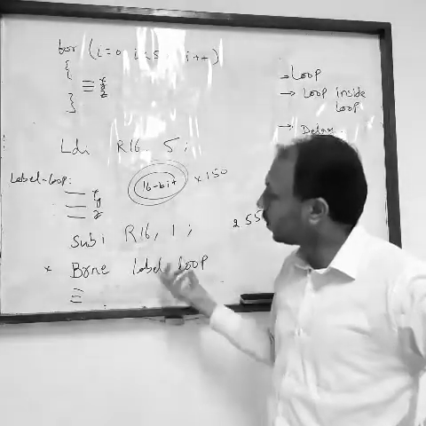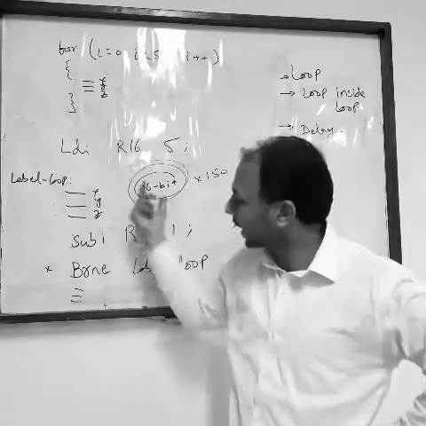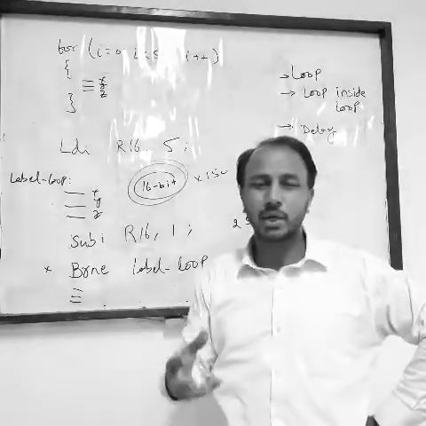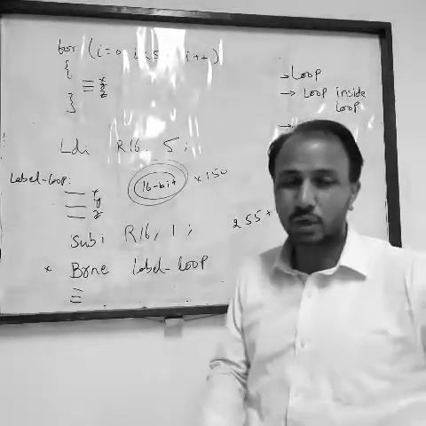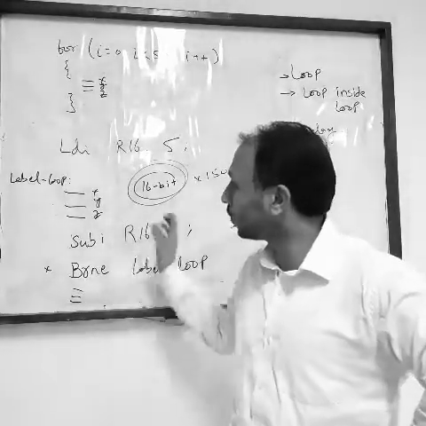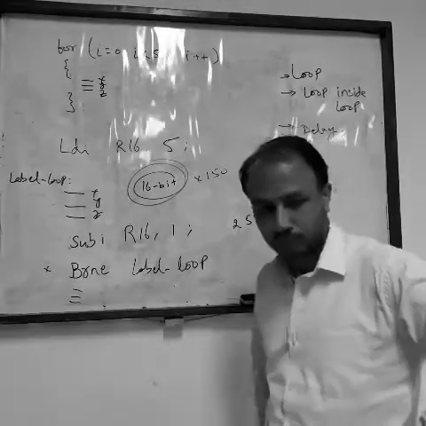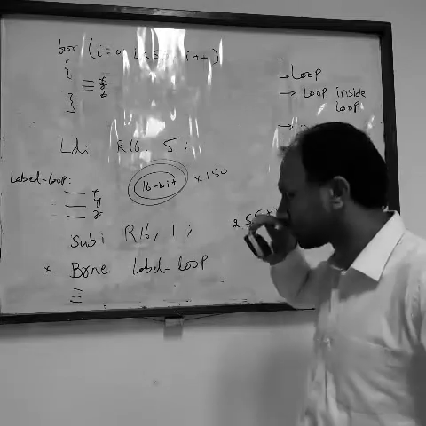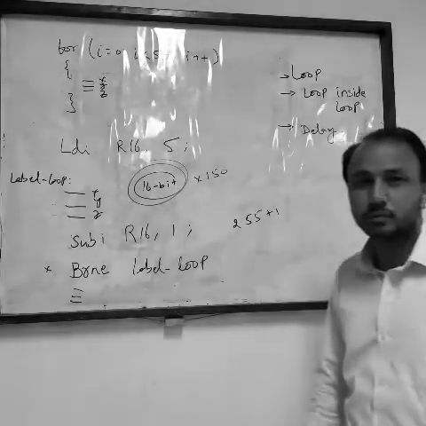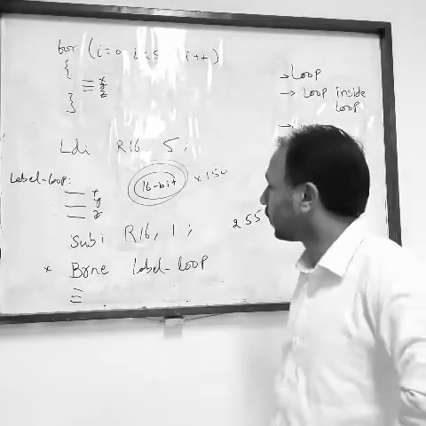Very good. Now we try to use this loop again, but let's say by using the branch equal instruction. Does any one of you have an idea how we can use this? Any one of you want to tell?